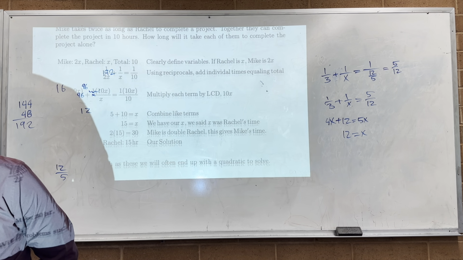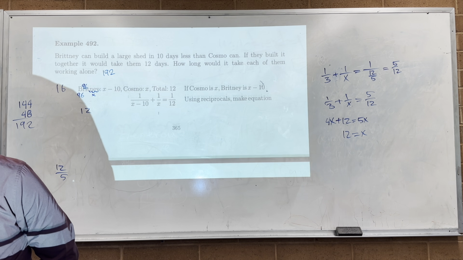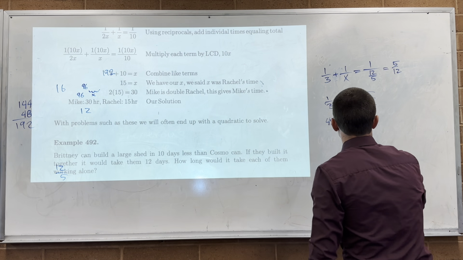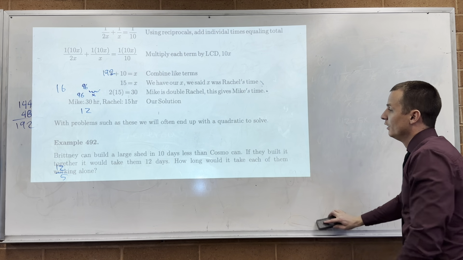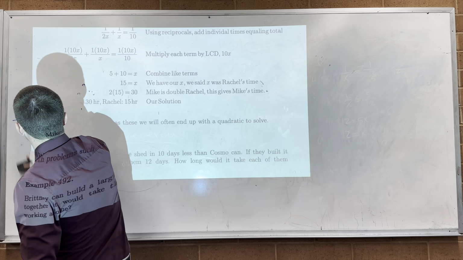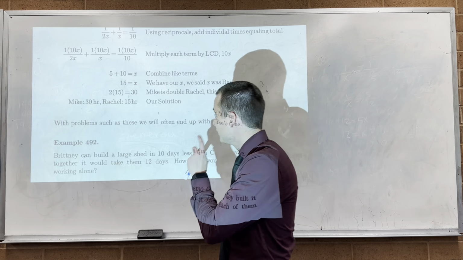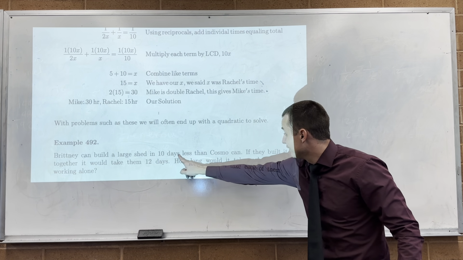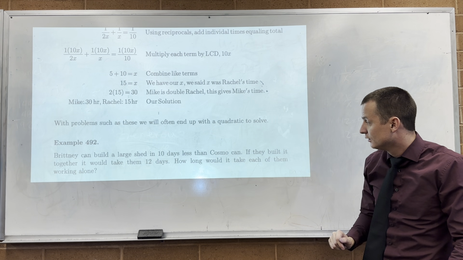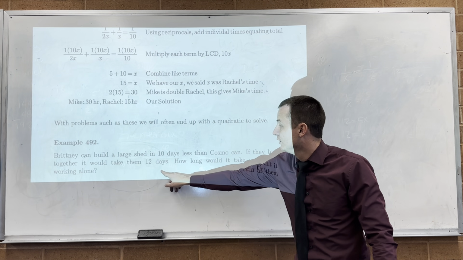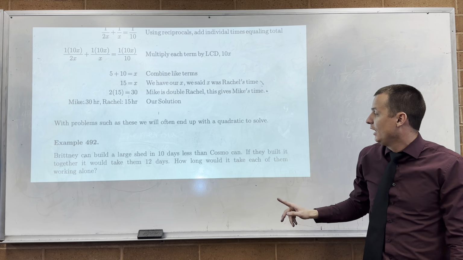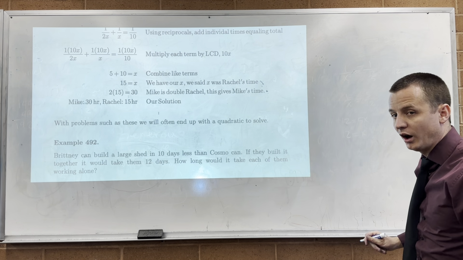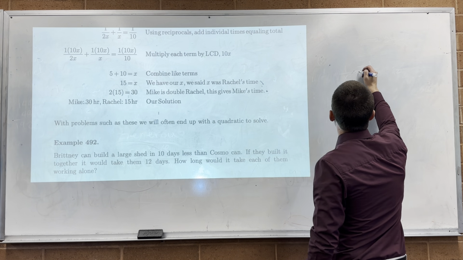Let's try another one. That's kind of the same idea. This looks like a slightly more convoluted one. For this next one, Britney can build a large shed in 10 days less than Cosmo can. If they build it together, it would take them 12 days. How long would it take each of them working alone? Okay, so we're going to use x for Cosmo's time.